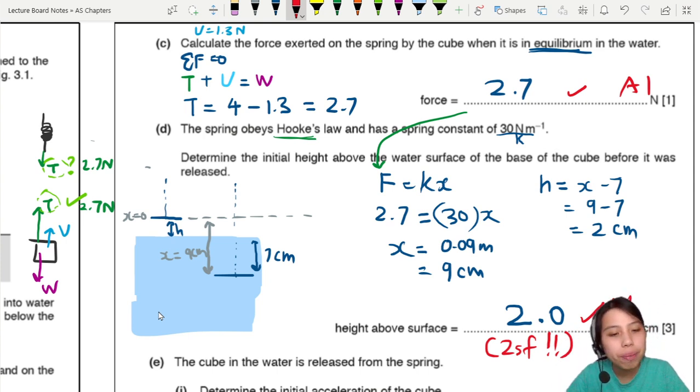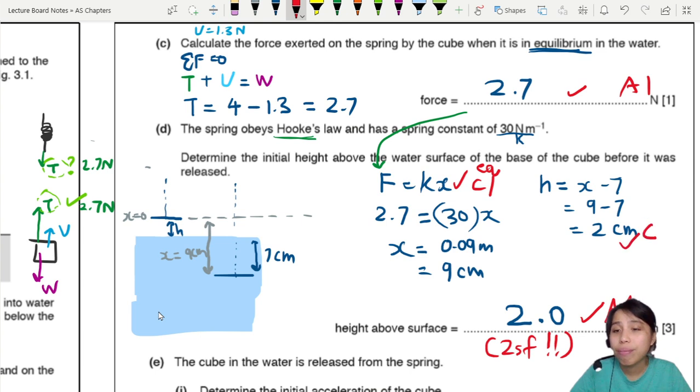So this is a 3-mark question. Is it a 3-mark question? Yes, it is a 3-mark question. First mark is, do you recognize Hooke's law? Do you know what Hooke's law is? Did you use the equation? That's 1. So always start by writing the equation. Second mark comes if you found your 9 cm. That is the extension of the spring. But it's not the final answer. You want to find this h. So that's the last mark. Okay, so that's this part.